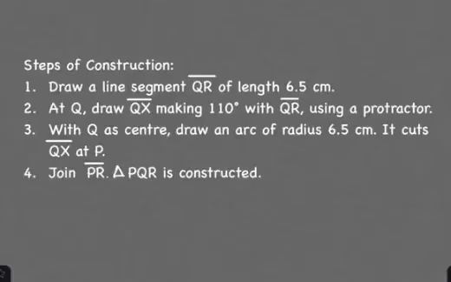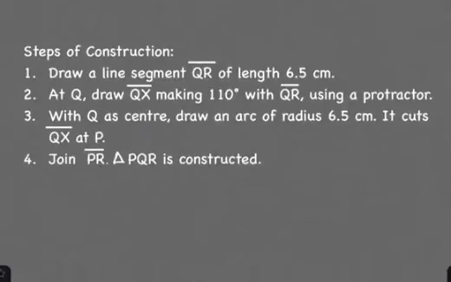Now as usual, we'll list out the steps of construction. We first drew the line segment QR of length 6.5 centimeters. Then at Q we drew an angle. We constructed an angle using a protractor, 110 degrees. Then with Q as center, we drew an arc of radius 6.5 centimeters. Children, observe that this is an isosceles triangle. Hence, we are having two sides which are of equal length. Then this cuts QX at P. We joined PR. Triangle PQR is constructed.